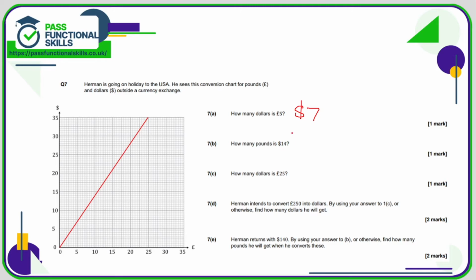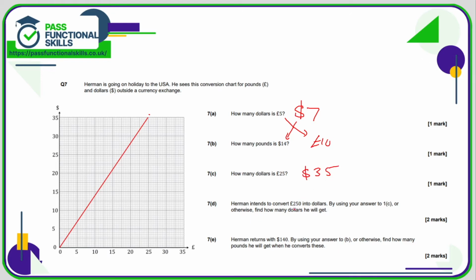$14. Well, if £5 converts to $7, this is twice as many dollars, so I'm hoping that this is going to turn into £10. Let's just double check. $14 is 2 down from 15, and if we go across, it does look like that converts to £10, which is good. £25, what is that in dollars? So here's 25, we go up to the top, and that is $35.